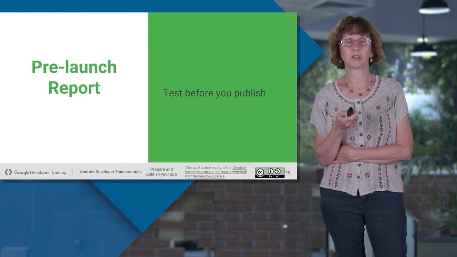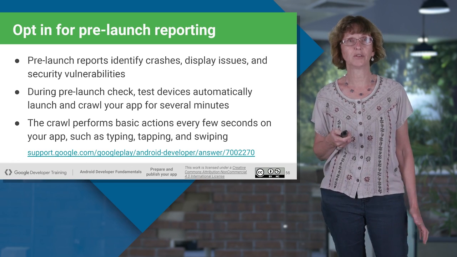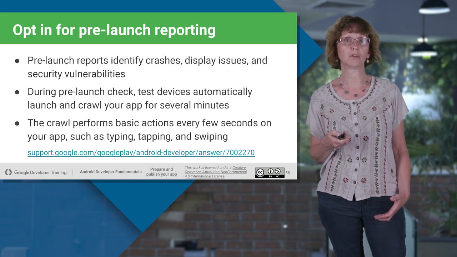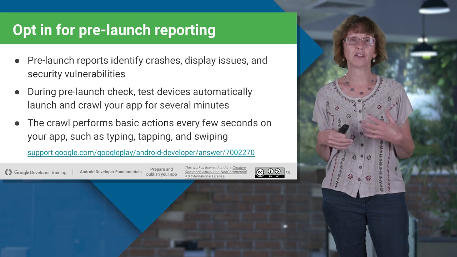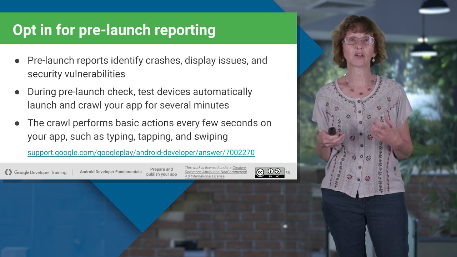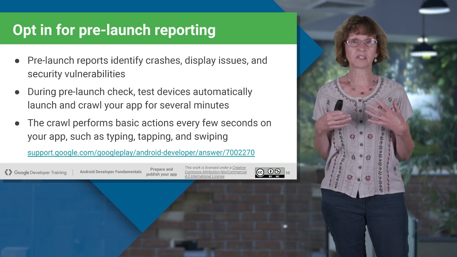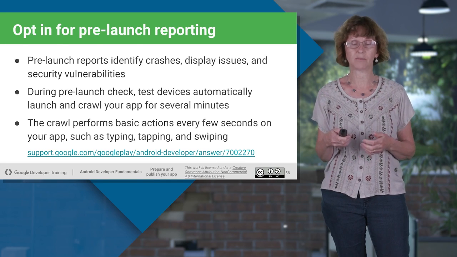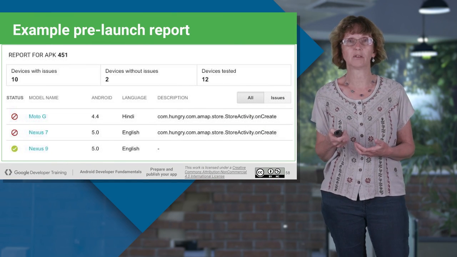So let's talk about pre-launch reports. These actually use the Firebase Cloud Test Lab. Basically, you can get an automatically generated report about your app. After you upload the APK, you can ask for a pre-launch report. Then your app is automatically run on the devices in the Firebase Cloud Test Lab. You don't have to specify requirements for the test. The test will test your app. Things like typing, tapping, and swiping will test the features in your app for you. And then you get the results of the report. These are just some examples of the reports that the pre-launch testing gives you.